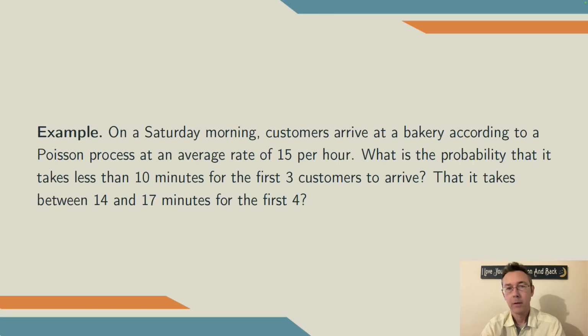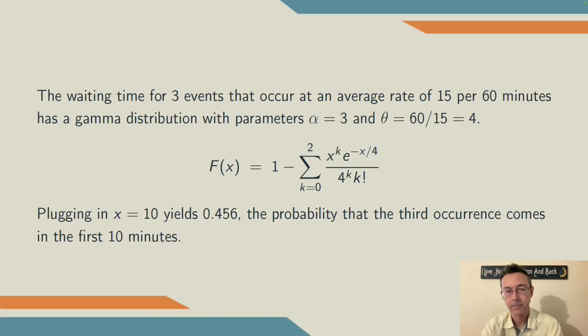Let's do an example. On a Saturday morning, customers arrive at a bakery according to a Poisson process at an average rate of 15 per hour. What's the probability that it takes less than 10 minutes for the first 3 customers to arrive? What's the probability that it takes between 14 and 17 minutes for the first 4 customers to arrive?